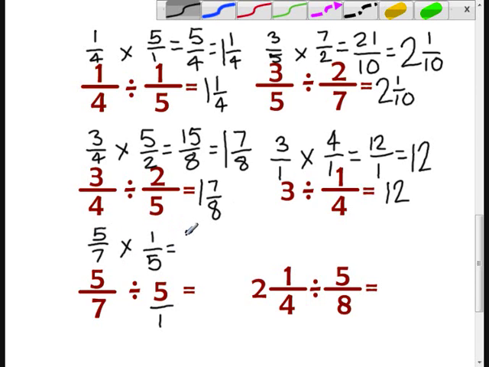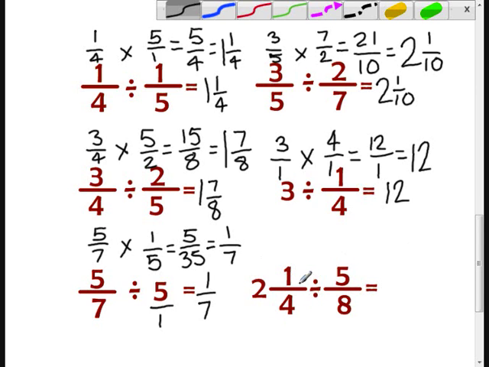5 times 1 is 5. 7 times 5 is 35. We're not quite finished yet because looking at the top and the bottom, I can see they both end in 5. And any number that ends in 5 or 0 can be divided by 5. So let's divide both the top and the bottom of this fraction by 5. 5 divided by 5 is 1. 35 divided by 5 is 7. So the answer is 1/7.